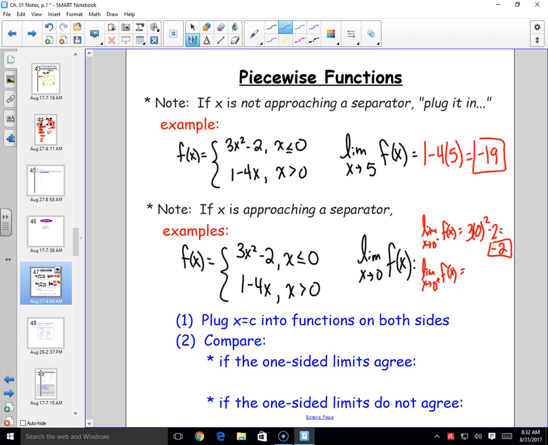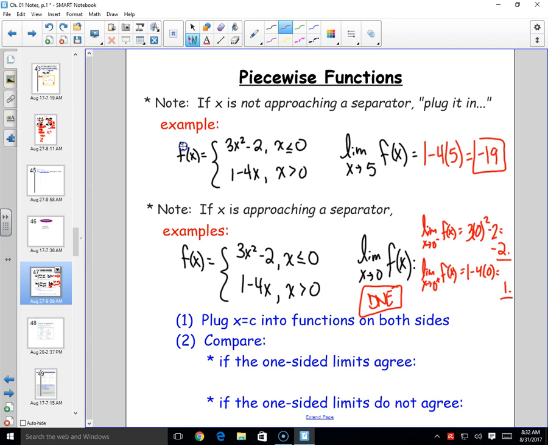But as I come from the right, the right-hand limit, or from above, all different ways of saying it. Where am I plugging it in now? The bottom piece. So 1 minus 4 times 0 is going to end up equaling 1. So comparing the two, what's my limit? The one-sided limits do not agree. Right? So, long story short, the bottom of the page kind of tells you the steps.